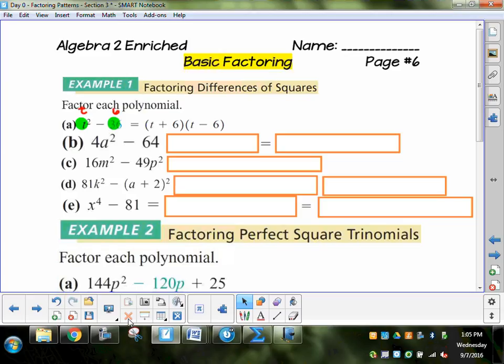If there's a difference between perfect squares, it's the square root of the left plus or minus the square root of the right. By the way, this will come up later: these are called conjugates of each other. When the left and the right stay the same and the only thing that's different is the sign between them, those are conjugates of each other. So x plus 5 has a conjugate of x minus 5. 7 plus y has a conjugate of 7 minus y.